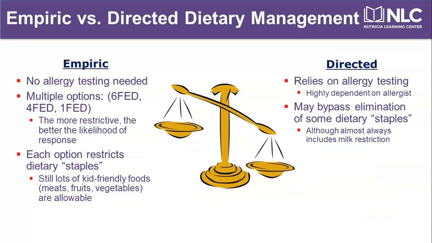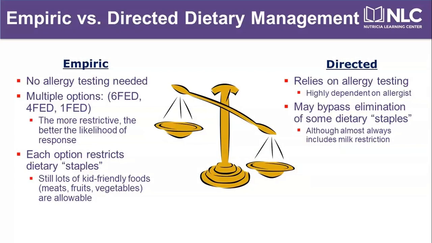Comparing empiric versus directed therapy, the big difference is the need for allergy testing. The empiric approach, you don't need to have the allergy testing done, and there are multiple options, whether it's a 6-food, a 4-food, or a 1-food. Although the more restrictive you are up front, the more likely you are to get to remission earlier on. But no matter which of those options you use, you're removing some dietary staples, and that can be more difficult.